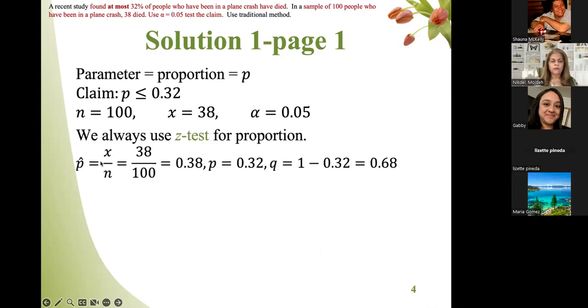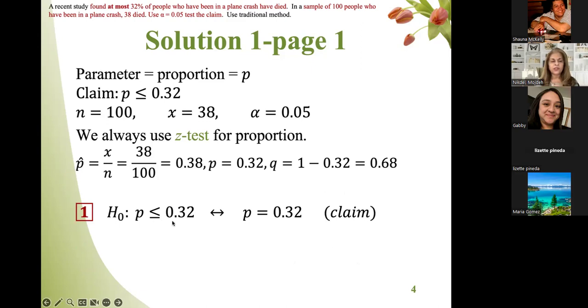Before we go over our steps, let's find p hat. P hat is x over n, 38 over 100, which is 0.38. P is 0.32, because p is less than or equal to 0.32. Q, its complement, is 1 minus 0.32, which is 0.68. We need all this information in our 5 steps.